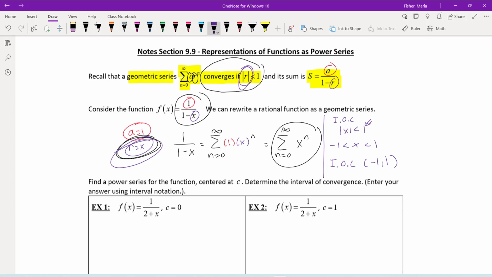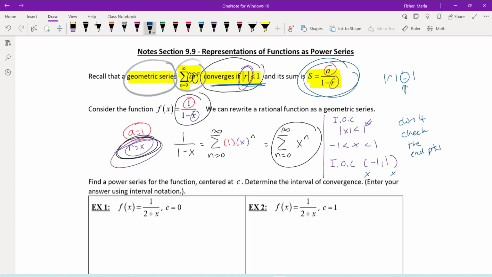Now, with power series, where you're using this geometric formula to come up with a power series, you do not check the endpoints. The reason that you don't check the endpoints is because we know that the geometric series will only converge if the absolute value of r is less than 1. If there was an equal to there, then it would diverge. So we can't use the equal to, which means neither of the endpoints can ever be included when we're using this sum formula to come up with our geometric series.